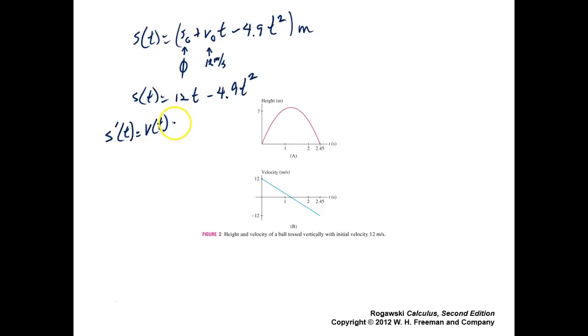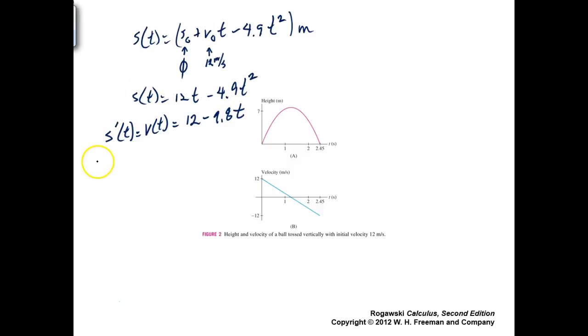That's what the first derivative of displacement is: velocity. Time rate of change of displacement is velocity. And what would that be? So 12 minus 9.8. Of course, I knew you knew it already. 9.8 t. Okay, that's your velocity equation.